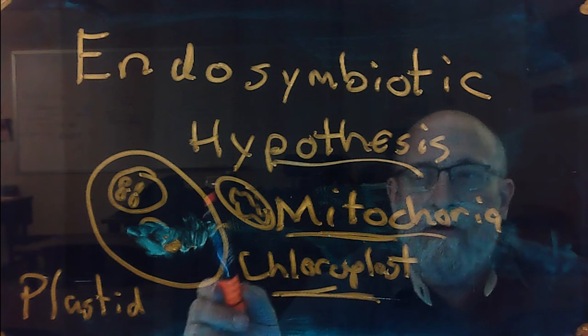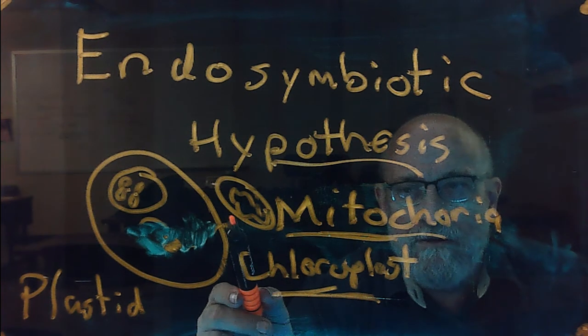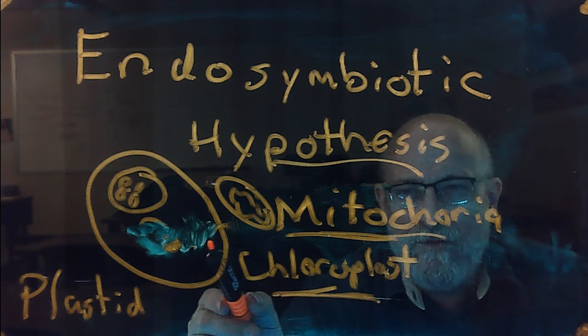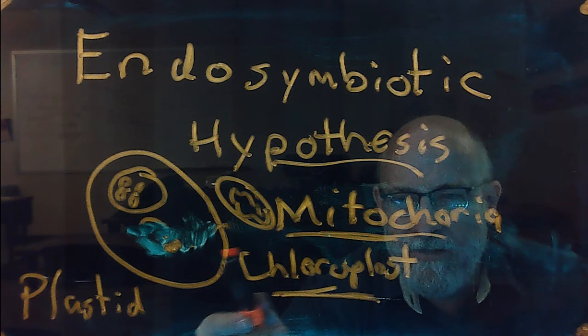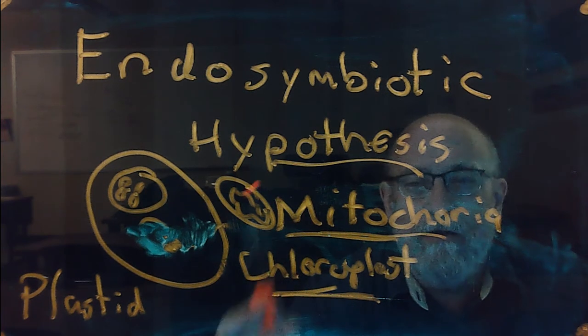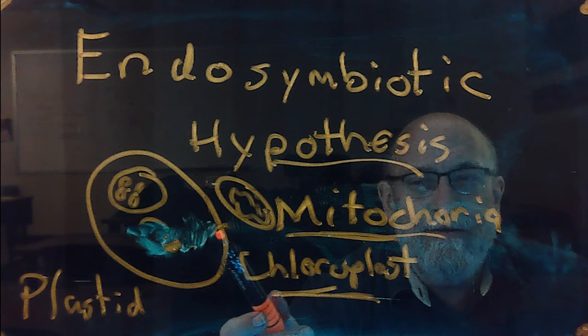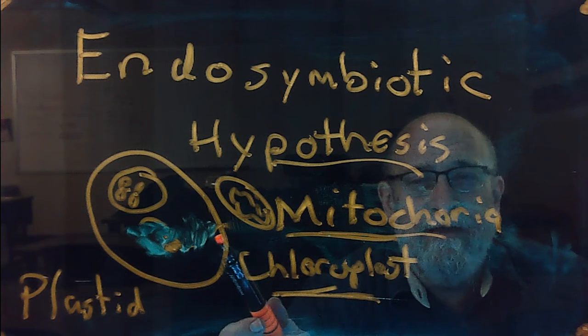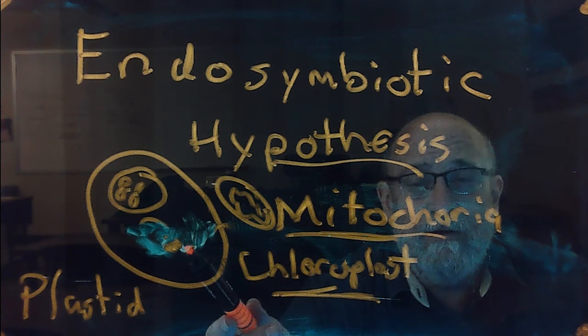And we believe that there are other organelles that are similar. There are mitochondria and chloroplasts. There are things that can remind you of a mitochondria and chloroplast, but they're not similar enough for us to think that they were once living organisms.